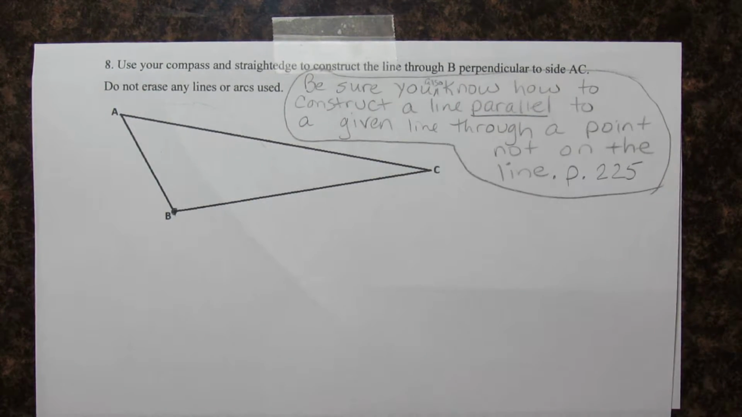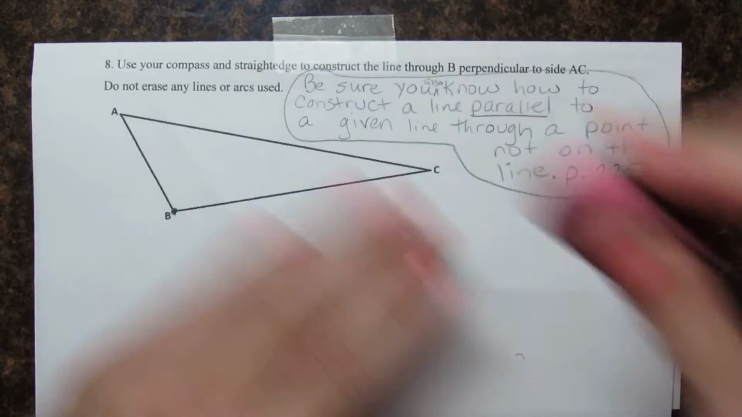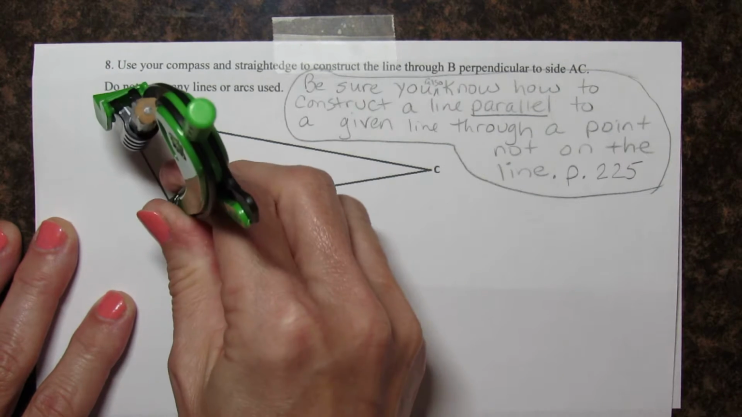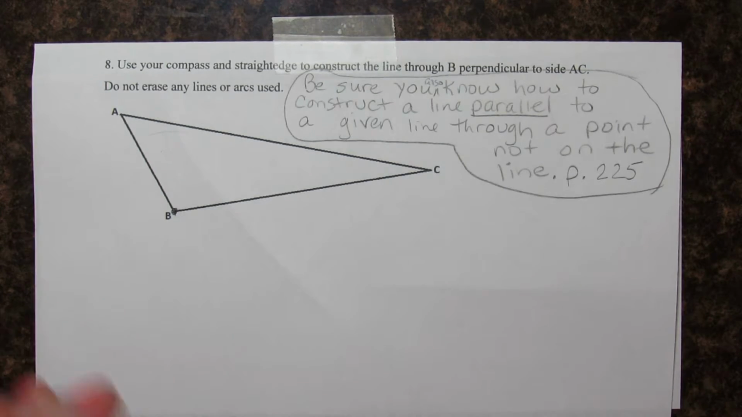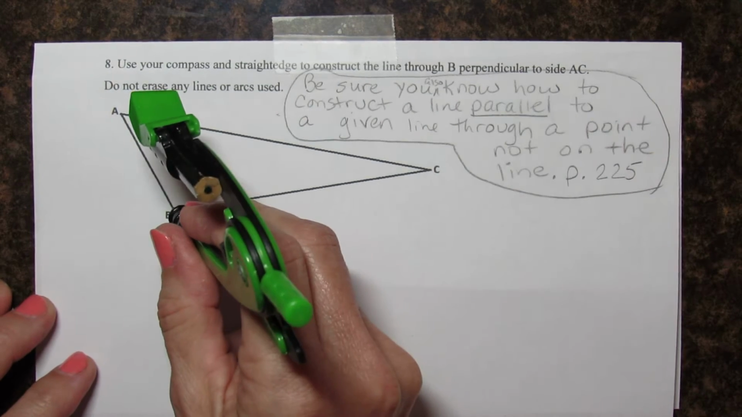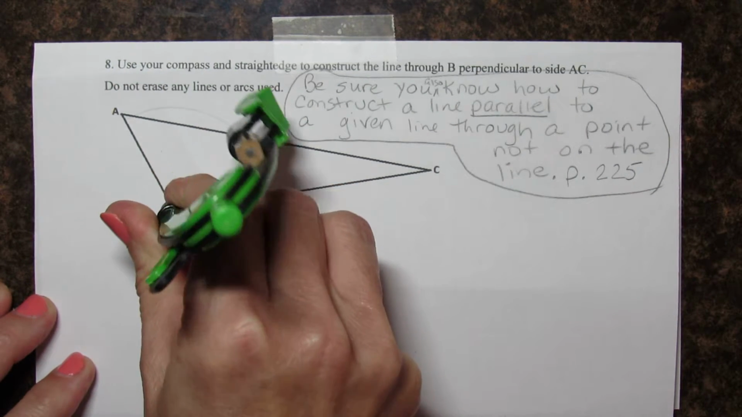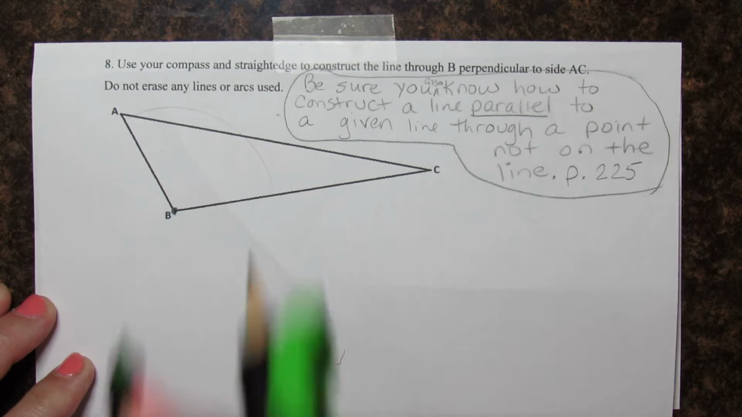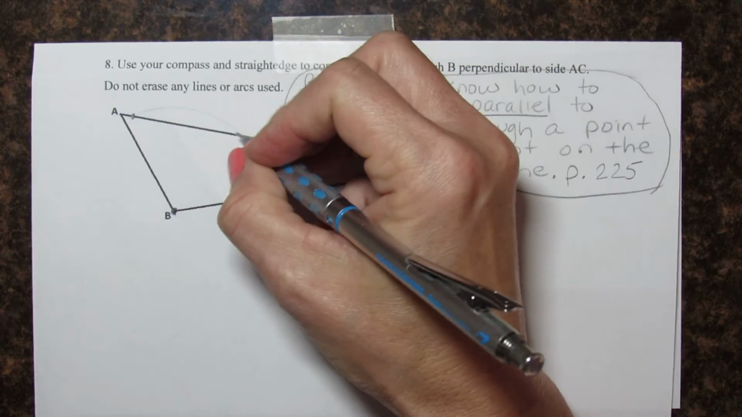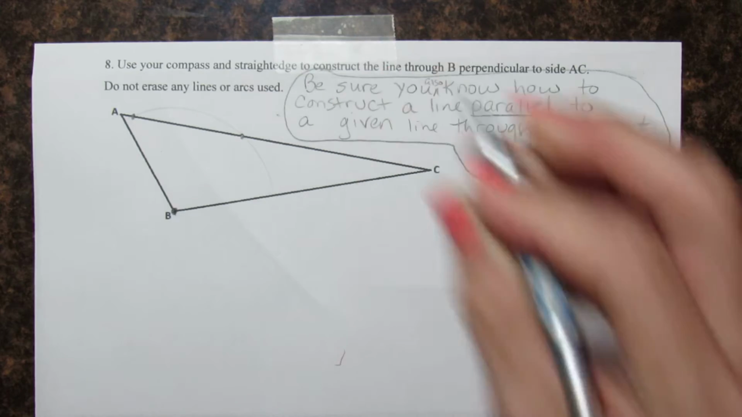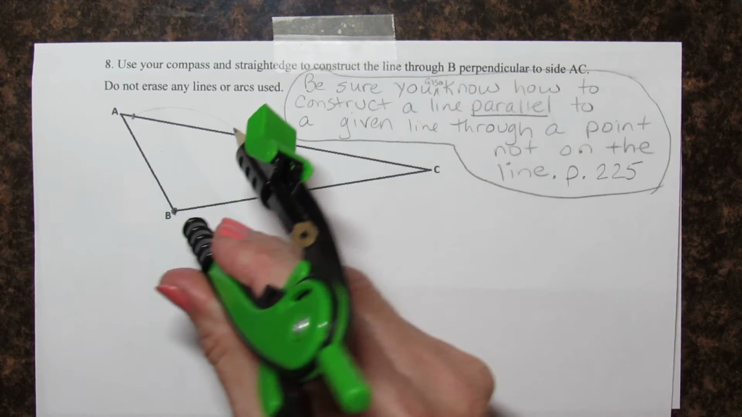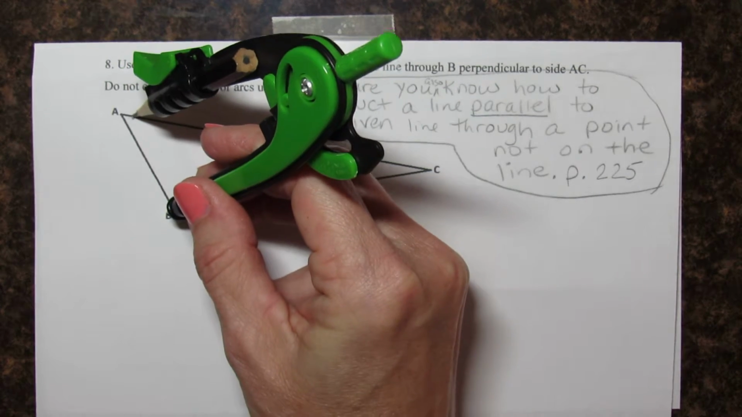That's a little too open. You want to make sure that the arc cuts through two places on the line, so make sure it's not too far open. So that's not open enough. All right, so I'm going to make my arc cut through that. These are the two points where my arc hit that line. Now B is equidistant from these two points.